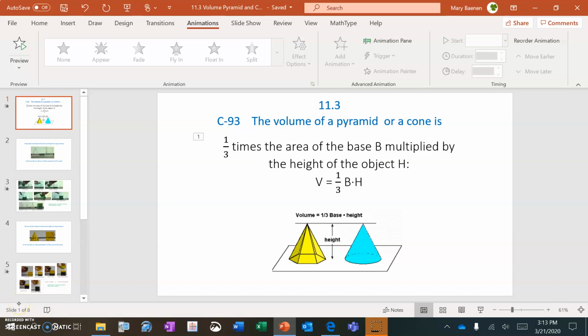Hi, we're going to do section 11.3 today, the volume of a pyramid or a cone. Usually we do an investigation for you to get to the conjecture. Today I'm going to start with the conjecture, and then I'm going to show you where that conjecture came from.